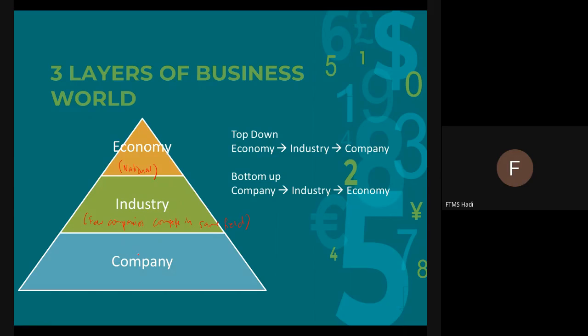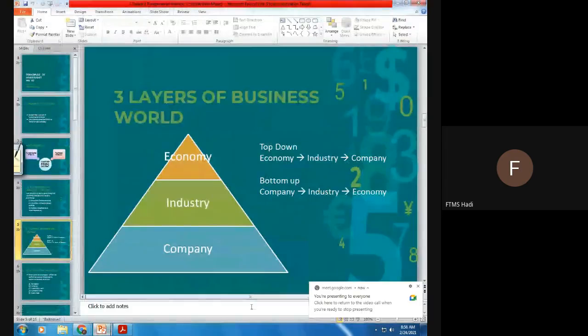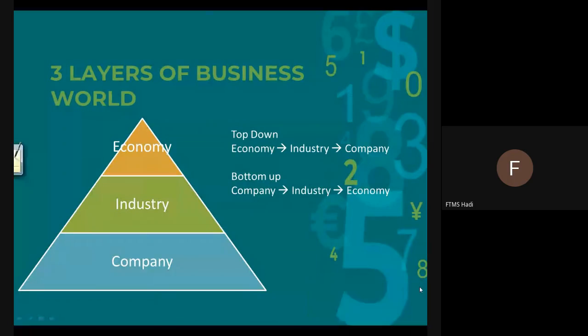And the last one goes for company. That means we are analyzing an individual firm for performance. The difference between top and bottom, if you see this triangle, is by looking at the numbers or size. Companies usually have a big size because there are thousands or even 100,000 companies in the world. By looking at the quantity, economy is quite little because economy is representing a nation, and industry is the middle between economy and company.